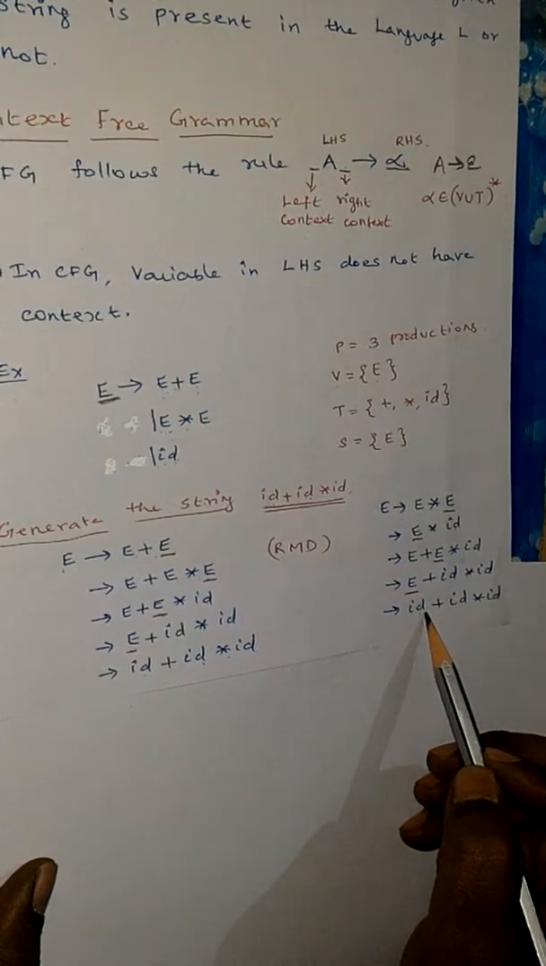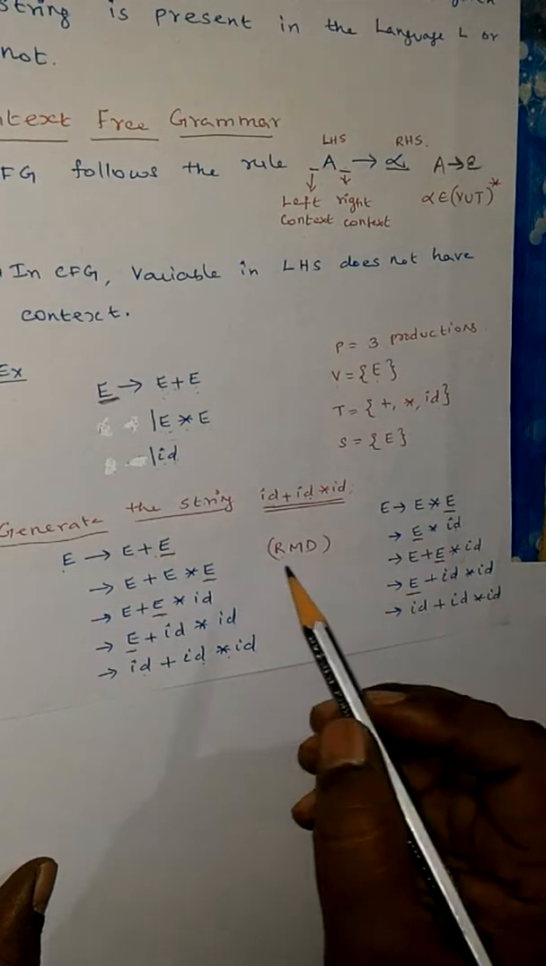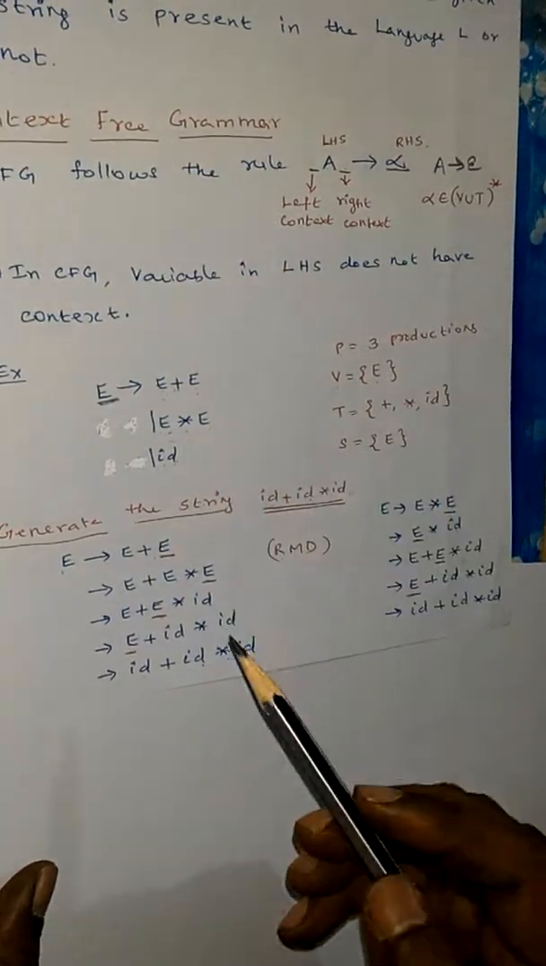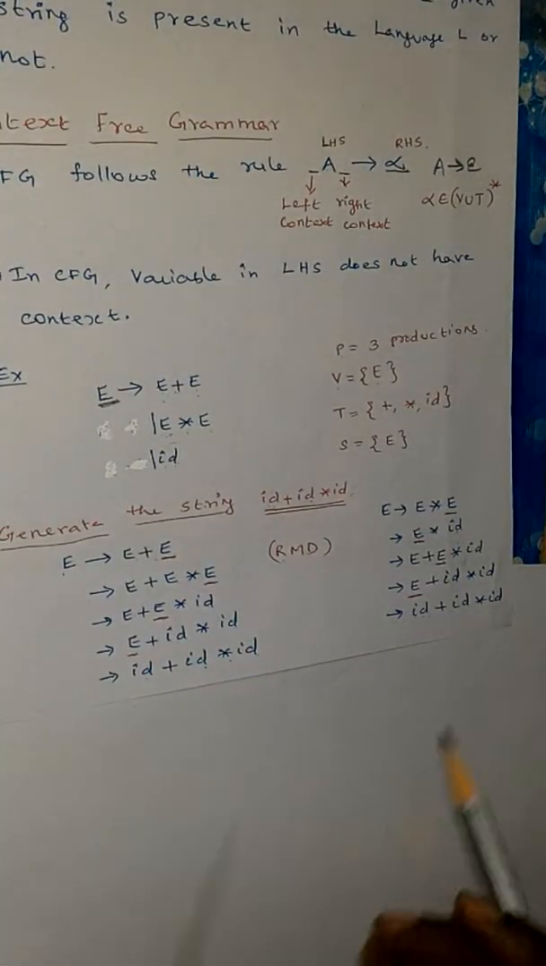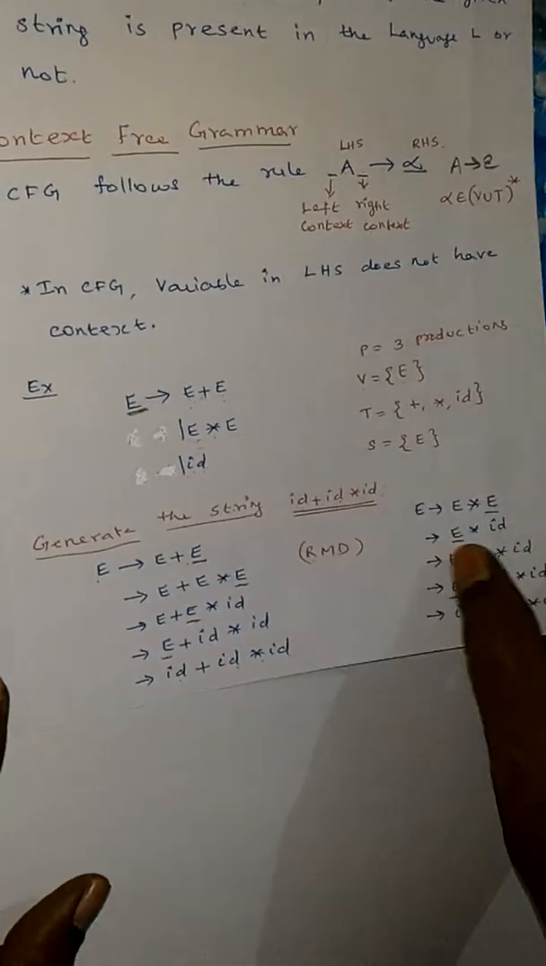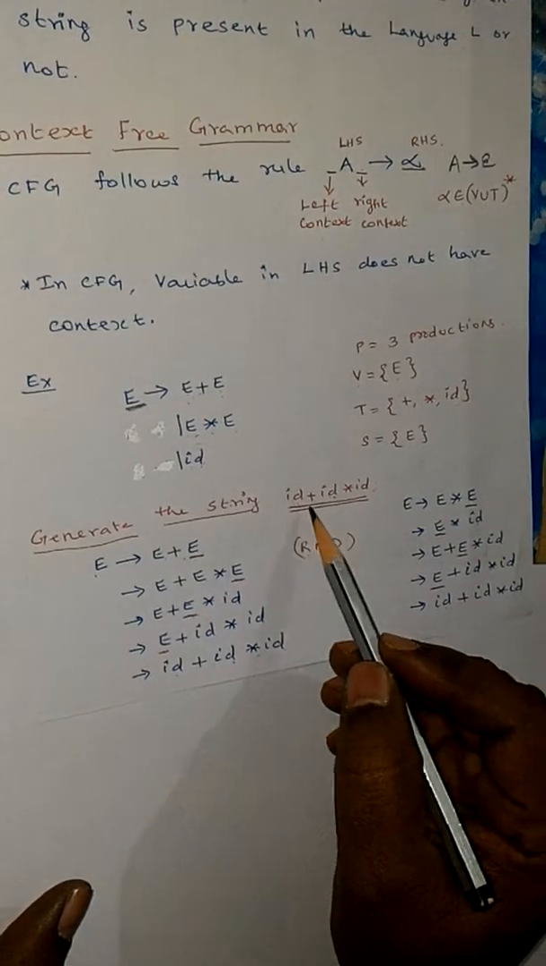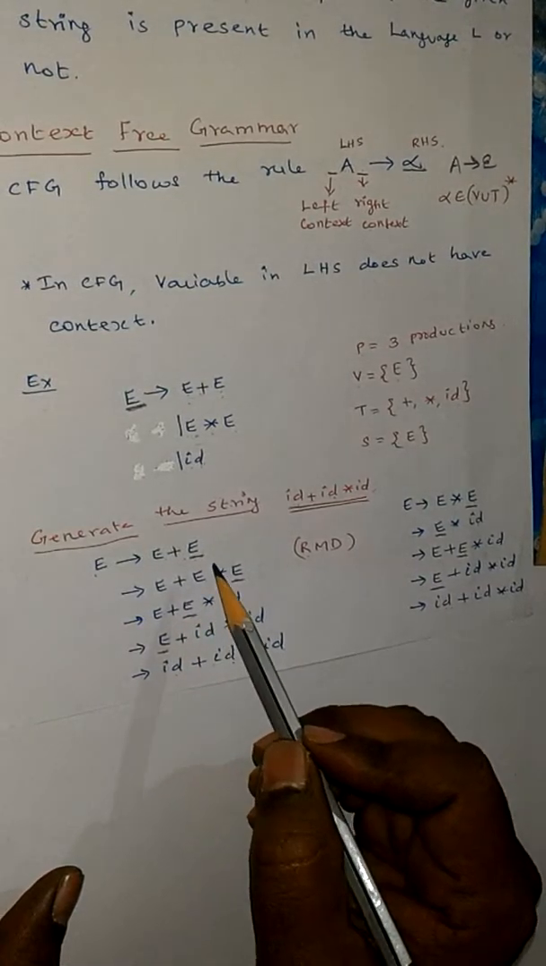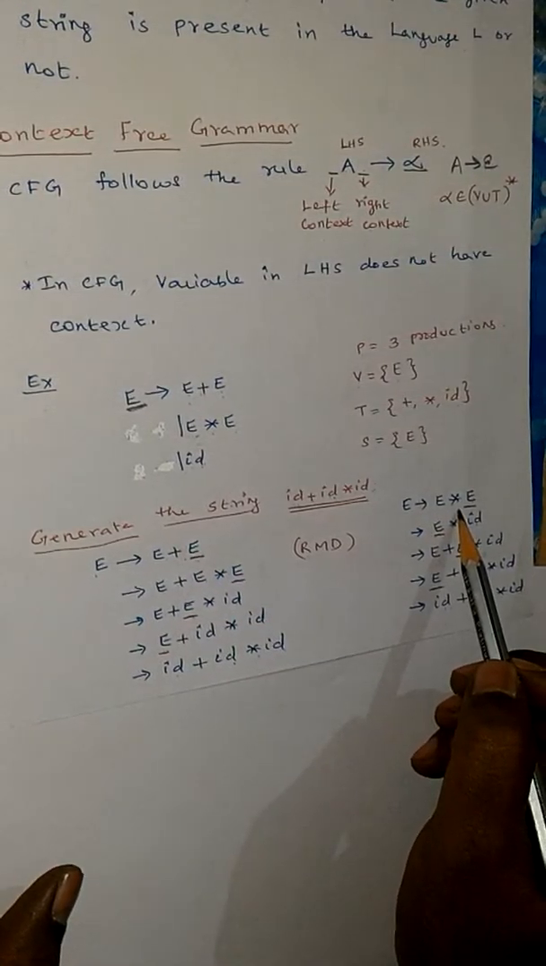This process generates the string by using the context free grammar. Here this same single string is generated by using different rightmost derivations.